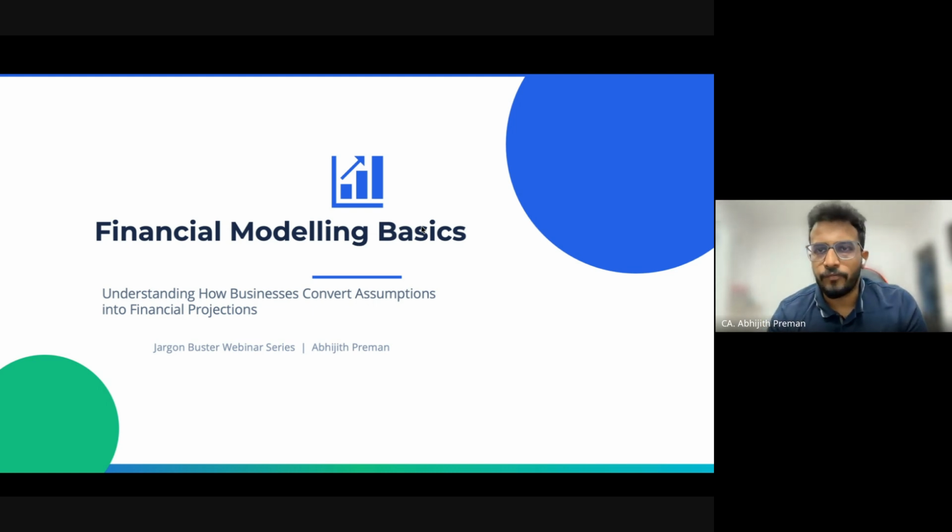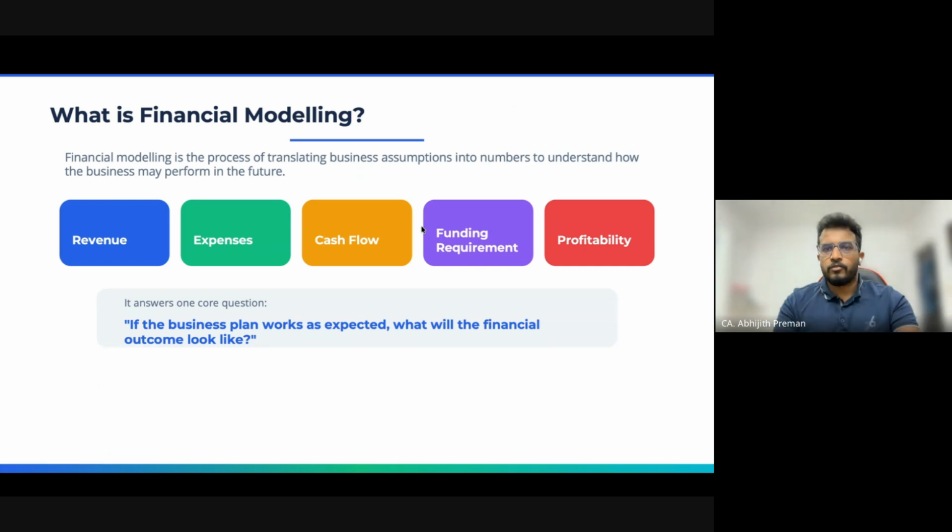Okay. So, financial modeling basics: understanding how businesses convert assumptions into financial projections. The first question first: what is financial modeling?